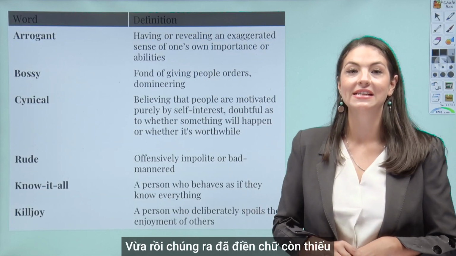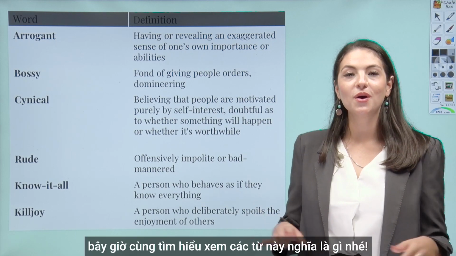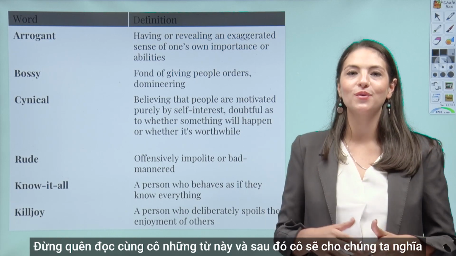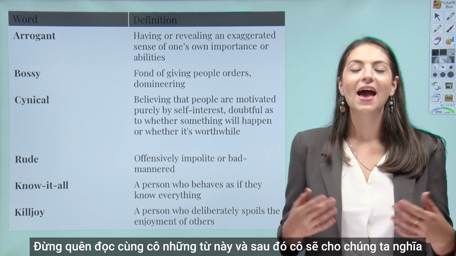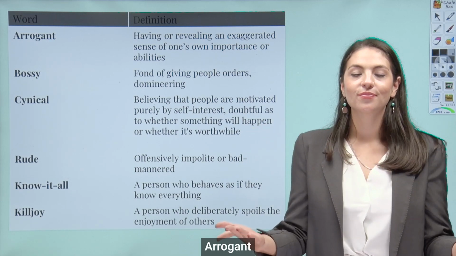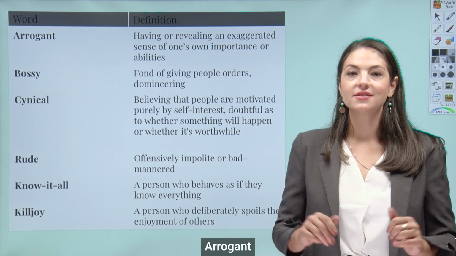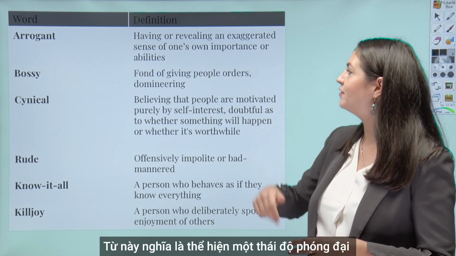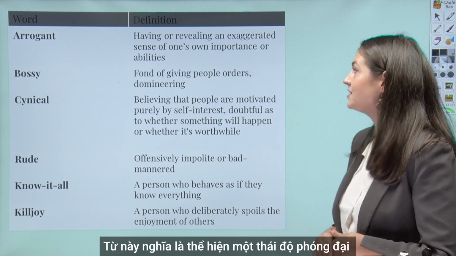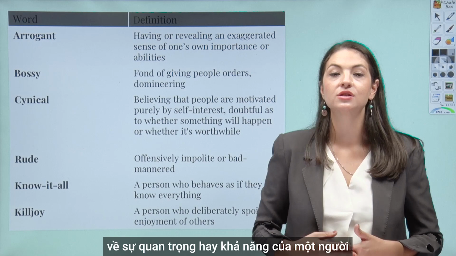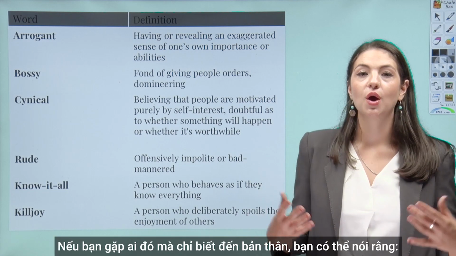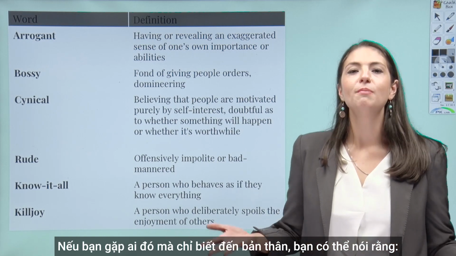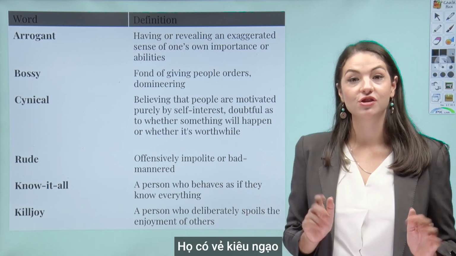Now we've filled in the missing letters, let's find out what the words mean. Don't forget to say the words along with me, and then I'll let you know the definition. Arrogant. This means having or revealing an exaggerated sense of one's own importance or abilities. So, if you meet someone that seems overly sure of themselves, you may say they seem very arrogant.